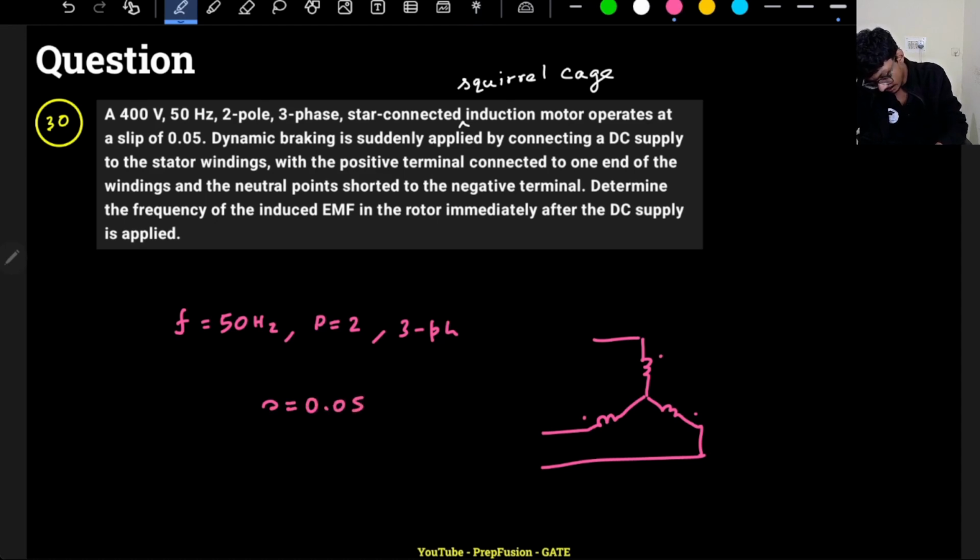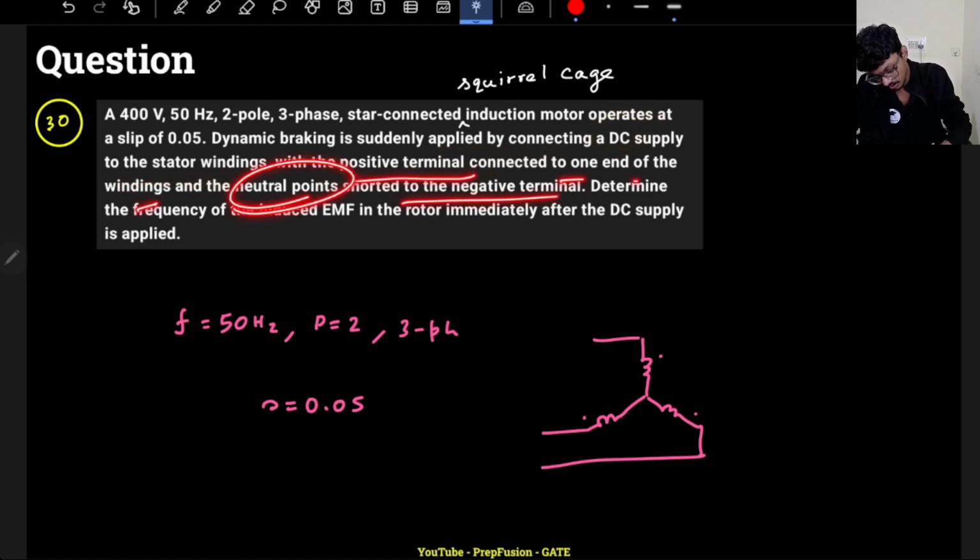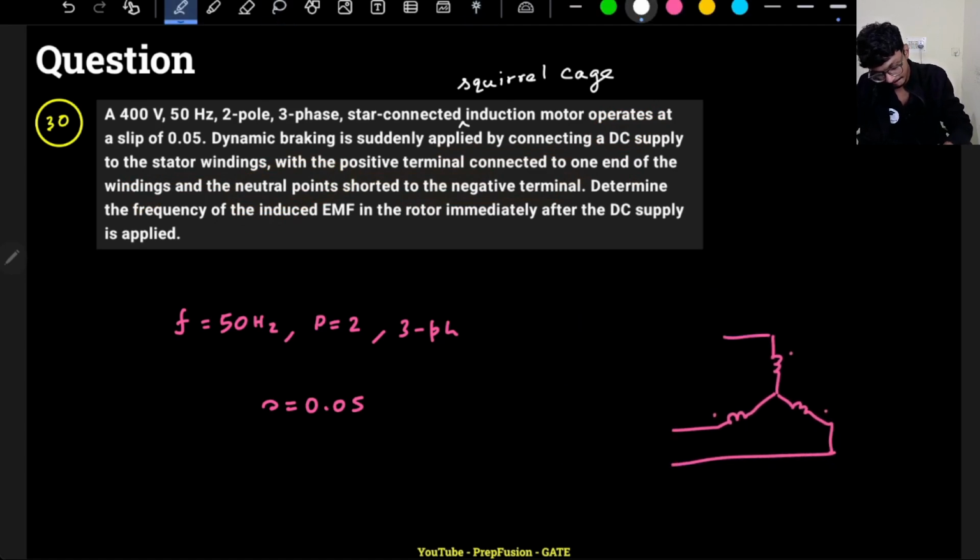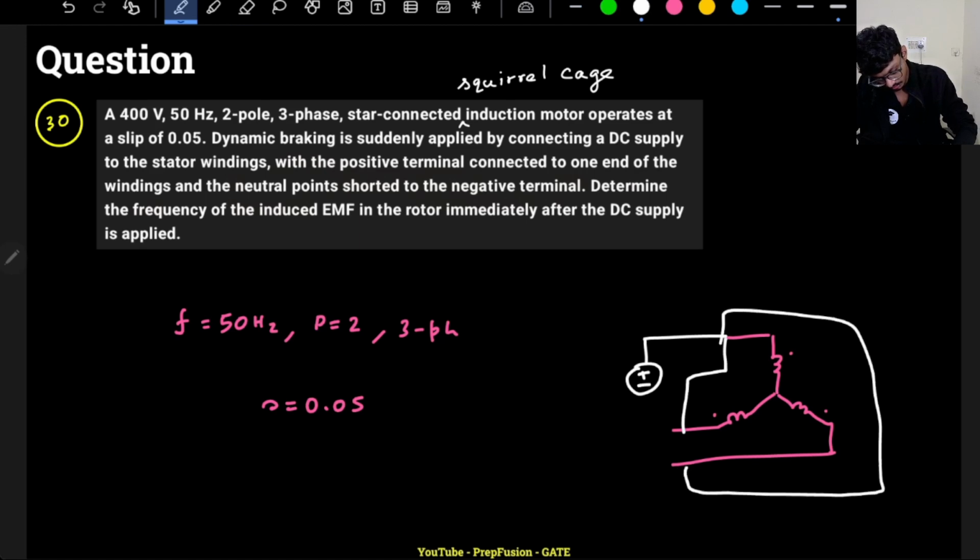0.05. Dynamic braking is suddenly applied by connecting a DC supply to the stator windings with the positive terminal connected to one end of the windings and the neutral point shorted to the negative terminal. So basically what they're telling me is that I am applying dynamic braking so that the positive terminal of the DC supply is connected to one end. Basically all the dots will be connected to the positive side, and all the neutrals will be shorted and connected to the negative side.